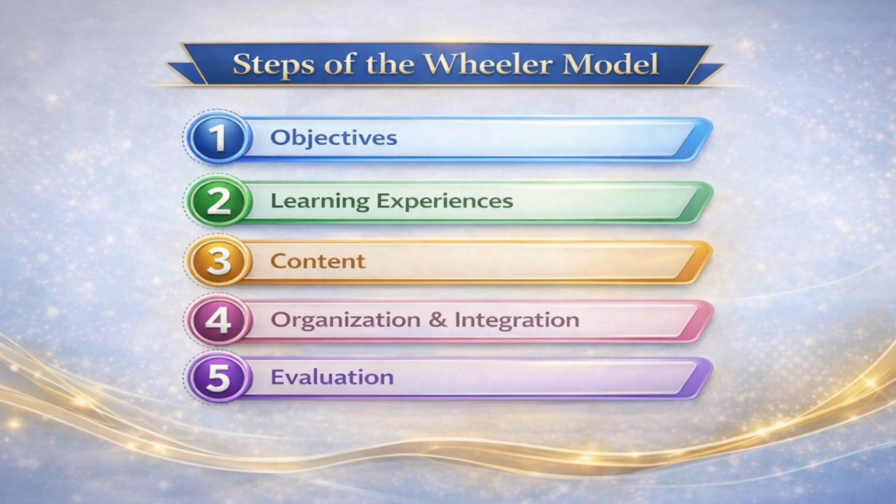Next comes steps of the Wheeler model. The first step of Wheeler model is objectives, second one is learning experiences, third one is content, and the fourth step is organization and integration, and the last one is evaluation. So let's discuss and explore each step one by one and understand how this model is cyclical.